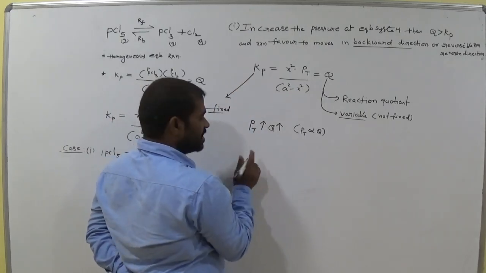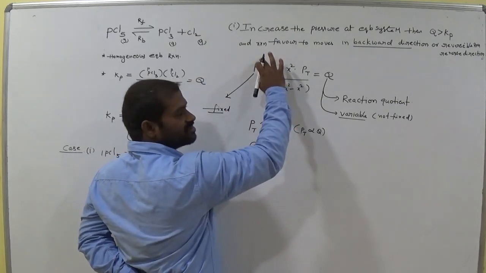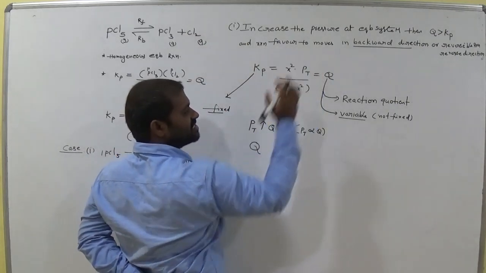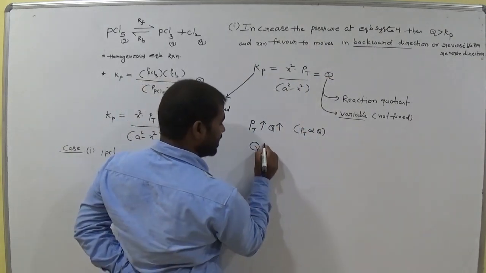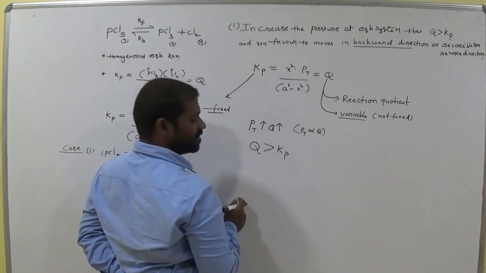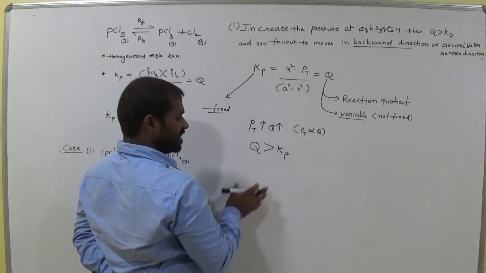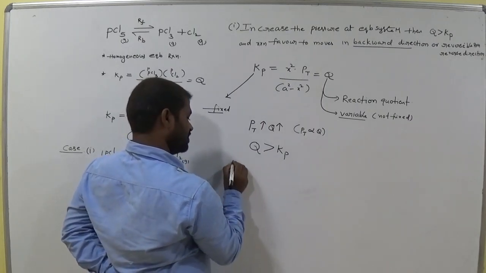Increase. So then what happened to Kp? Is it less? That means Kp is a fixed value. Suppose this one is 10, this one is 10. Suddenly the value of Q increases. That means Q is greater than Kp. Q greater than Kp. So then what is the direction, or the prediction of direction?